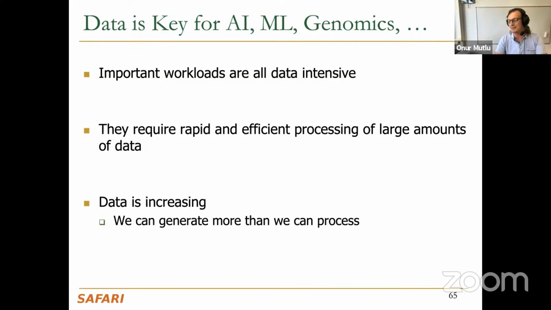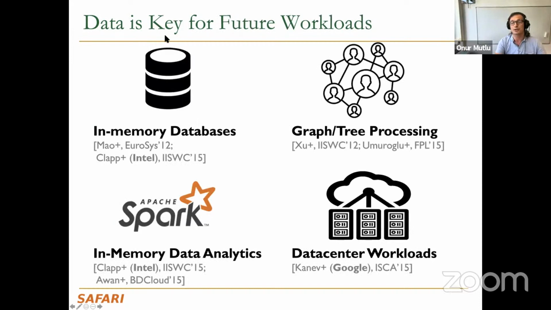Machine learning is one example. We discussed it yesterday. Genomics, we discussed it today. Important workloads are becoming all data intensive, and data is increasing. We can generate more data than we can process. And these workloads require rapid and efficient processing of large amounts of data. So computing is not coping well, basically. There are other workloads that you can see.